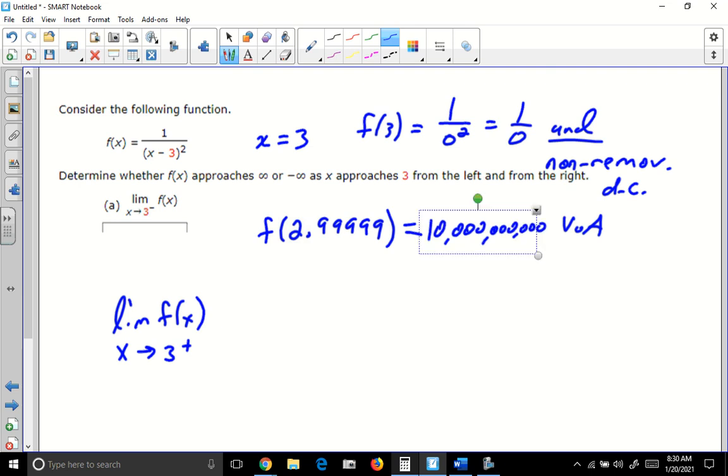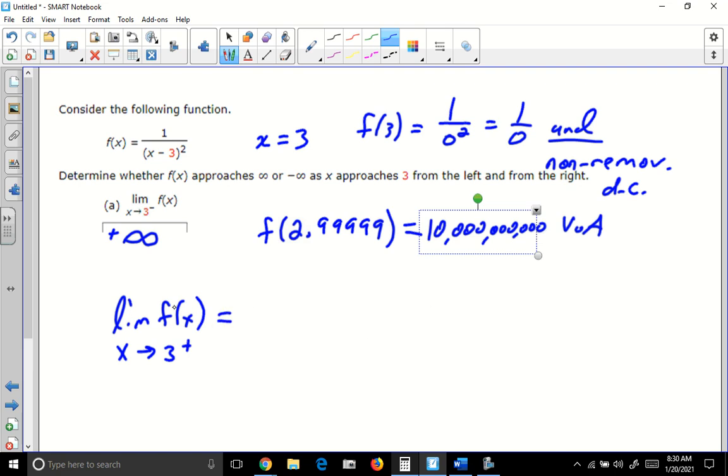That's really, really big. And if we get even closer to 3 on the left side, that's going to get even larger and even larger. That's positive, so we're going towards infinity in the positive direction, towards the top infinity, not the bottom one.